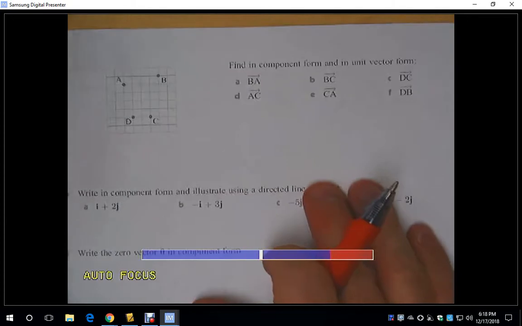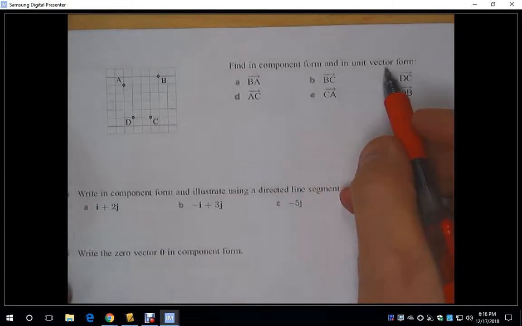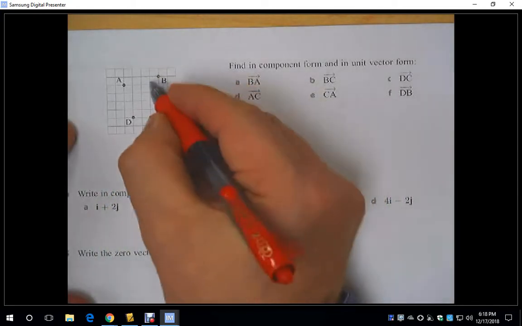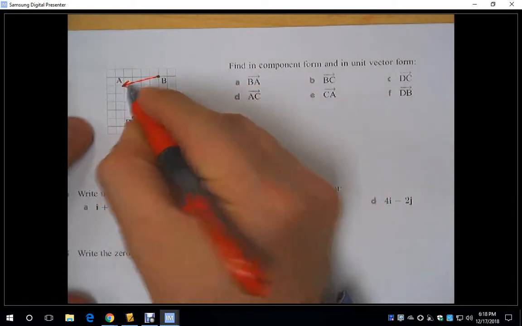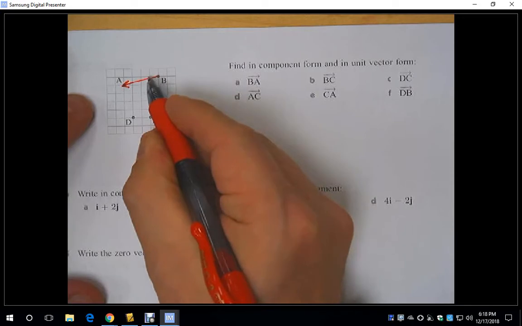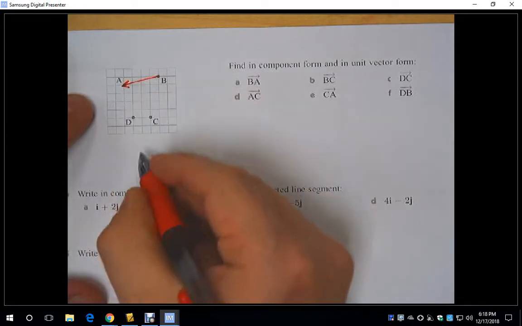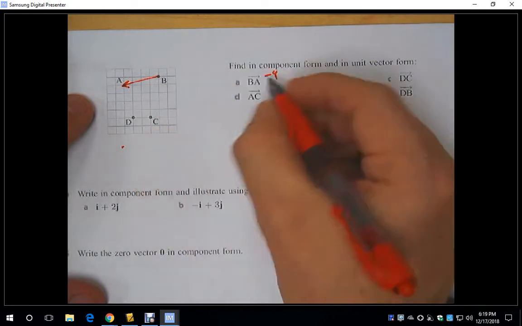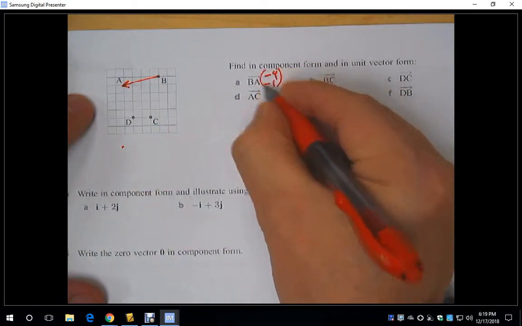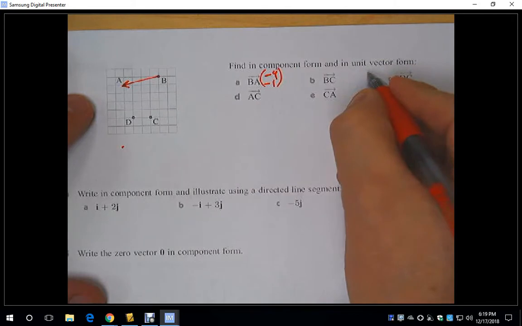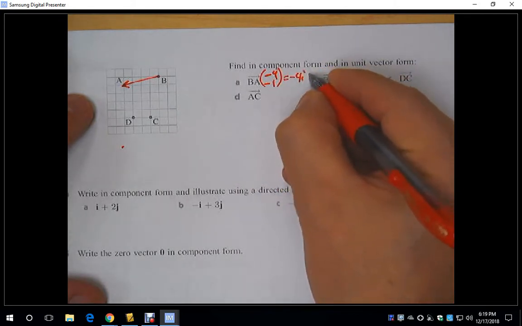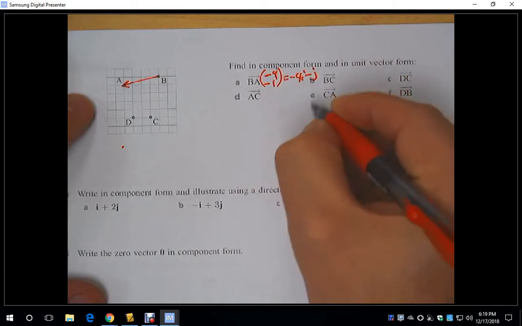The next one, let's look at this problem. It says, find in component form and unit vector form. I'm trying to find this vector from B to A. From B to A, so our vector is going in this direction here, which is going to be 1, 2, 3, 4 units to the left, so negative 4, and 1 unit down, negative 1. So that would be our component form, and then our unit vector form would be negative 4i minus j.